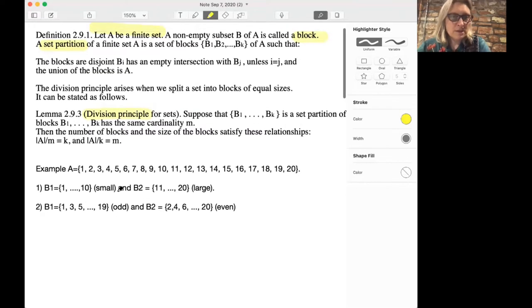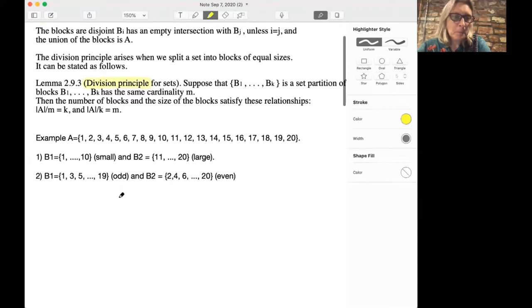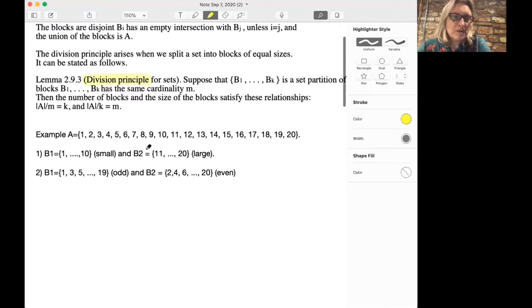So let's look at some examples. Let's say A is the set of numbers from 1 to 20. Then we could chop this up into the small half and the big half by letting B1 be the numbers from 1 to 10, and B2 be the numbers from 11 to 20. We could also instead divide it up into small, small, medium, medium, large, and large, and chop it up into four blocks of size 5 instead.